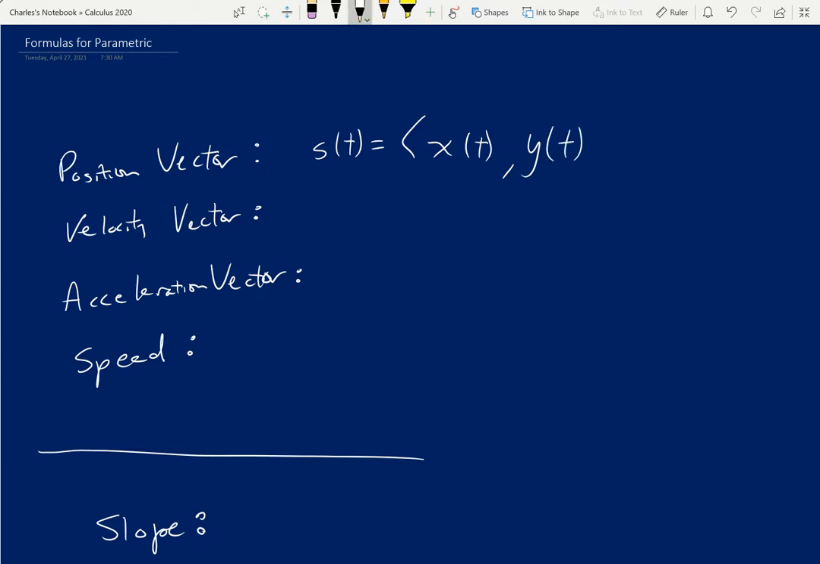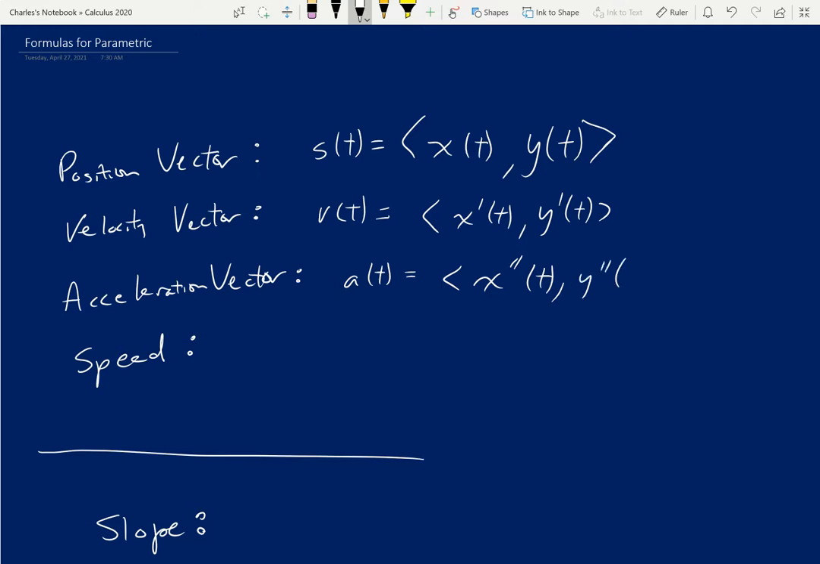If you get this, these will be some of the easier AP FRQ problems, I think. You might be asked for the velocity vector. Velocity vector is just given by the derivatives of each of these, still listed in component form. So x prime of t, comma y prime of t. And the acceleration vector, a of t, is going to be the same thing written as components, second derivatives for each of those, like you'd expect.